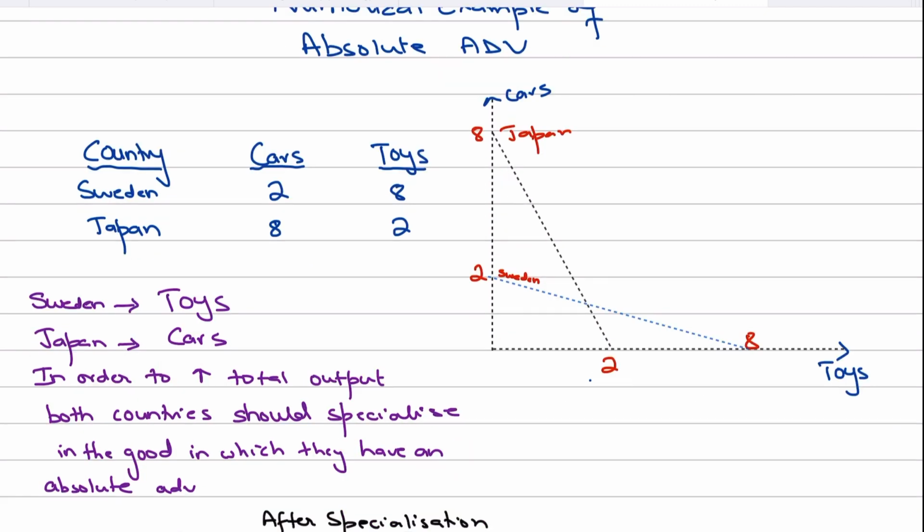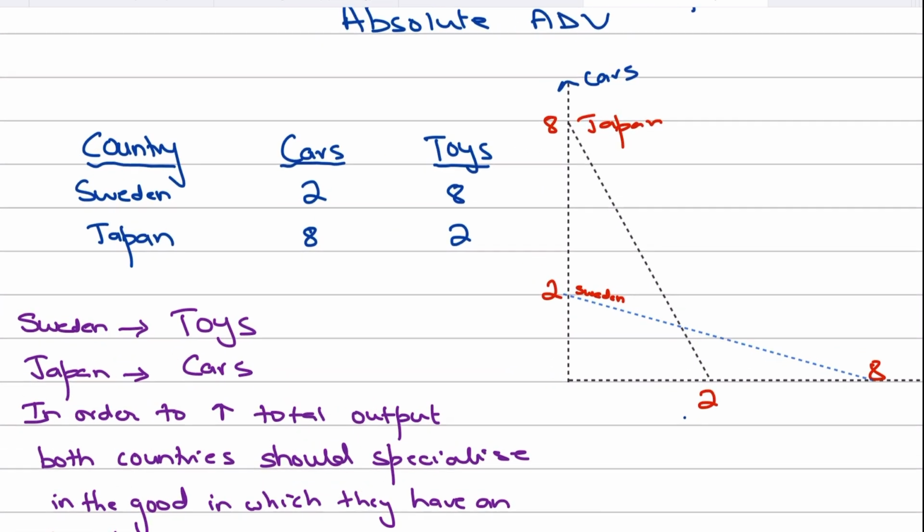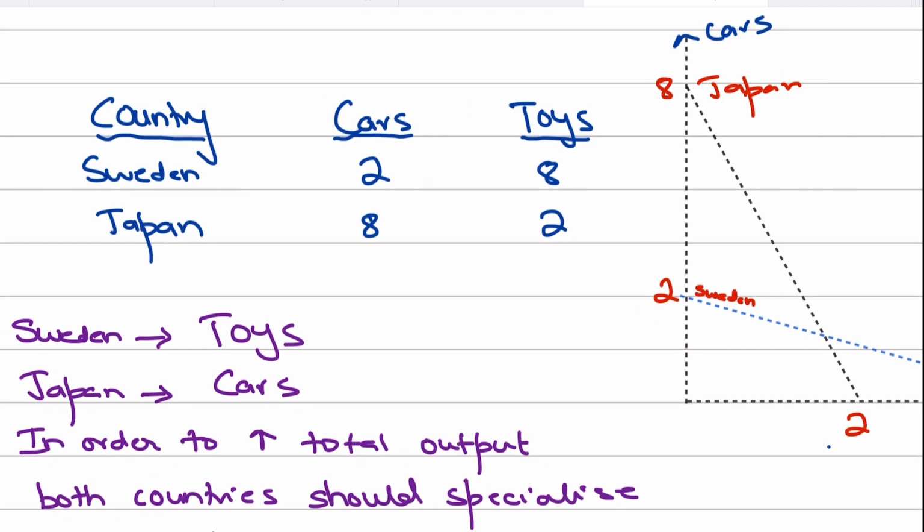Now guys, what I've done here is that I've taken two countries, Sweden and Japan, and the same two goods being produced. Let's say that Sweden can produce two cars and eight toys, while Japan can make eight cars and two toys. Here there is a very common mistake that students make. When I'm saying that Sweden can make two cars and eight toys, I'm not saying that it can make two cars and eight toys at one time. I'm saying it can make two cars and it can make eight toys.